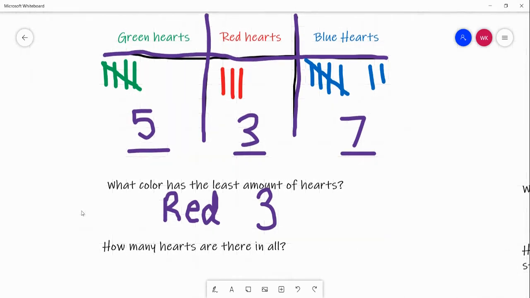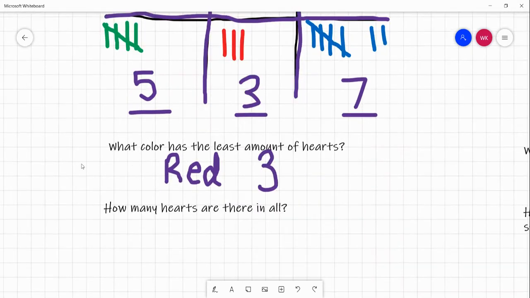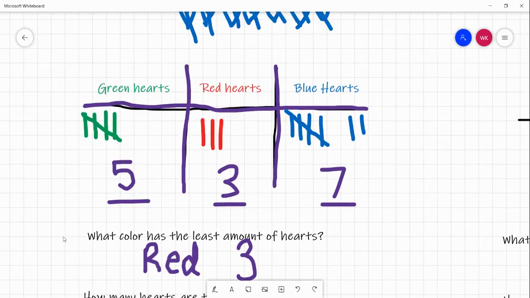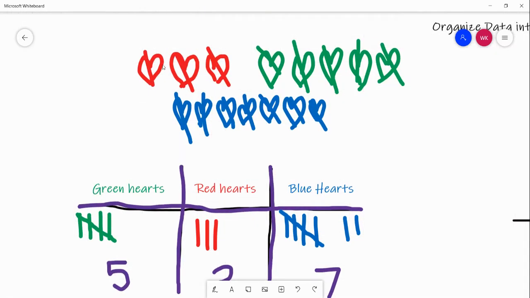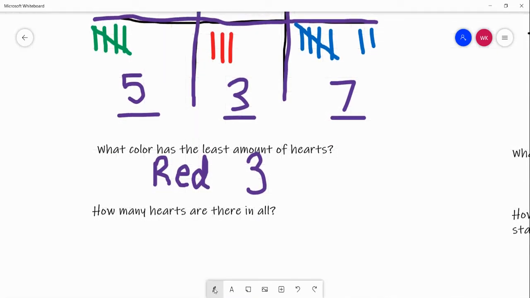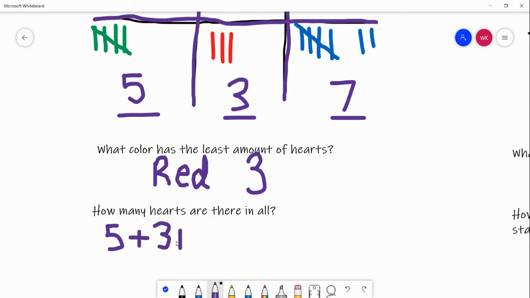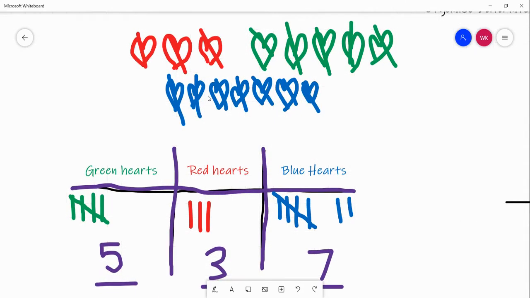And my next question to you guys is, how many hearts are there in all? So you could either go back up to your data and you could count up all of the hearts together. You could look at your tally chart and you could add up the numbers. So you could do 5 plus 3 plus 7. And that's another way that you could figure out how many hearts there are in all. So you could either do that, 5 plus 3 plus 7, or you can count all these tally marks, or you could go back up to the data and count all of these hearts.